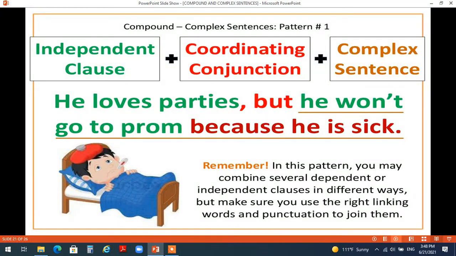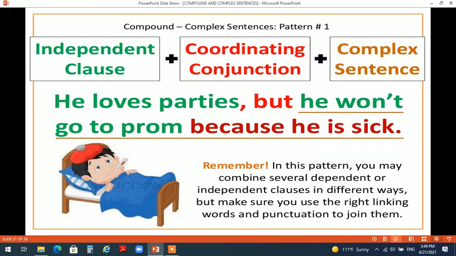This is the structure of how you can make a compound complex sentence. First of all, you have, for example, an independent clause plus a coordinating conjunction plus a complex sentence. For example, he loves parties, but he won't go to prom because he is sick. Also, here you can find that we have three clauses which have been linked together by using both coordinators and subordinators. The first clause is independent. He loves parties. Okay. Then we have a coordinator, but, and a punctuation mark.